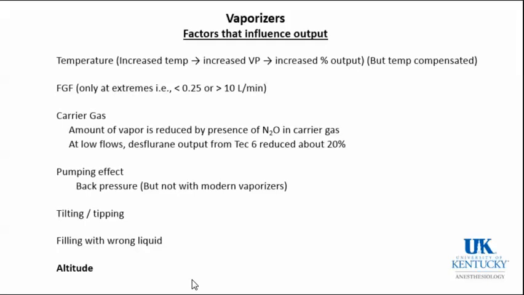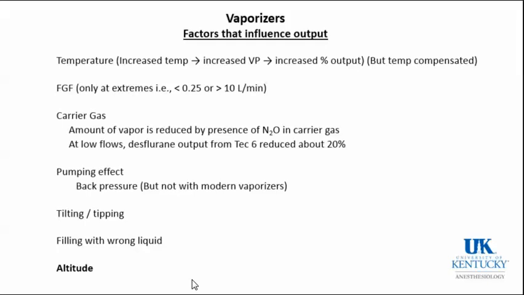Interestingly, the carrier gas does have a little impact, especially nitrous, and at low flows, the Desflurane output from the Tec 6 vaporizer is reduced by about 20% when you're using nitrous, and that might be relevant if you use nitrous. When you are using nitrous, the vaporizer is not putting out as much as you dial in.